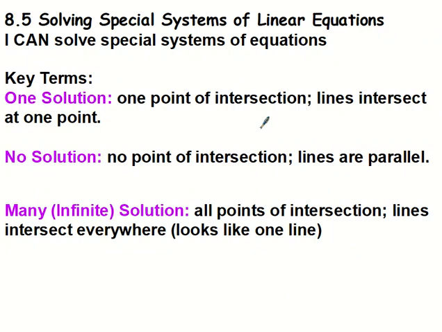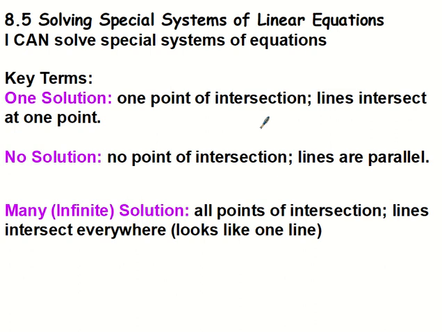Hola! We are doing 8.5, solving special systems of linear equations. So this is where we're going to start seeing no solution and infinite many solutions on a graph and in our equations. And so we know that one solution is where there's one point of intersection. It's where the lines intersect at one point, right?